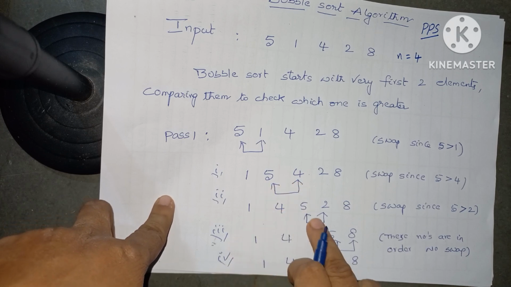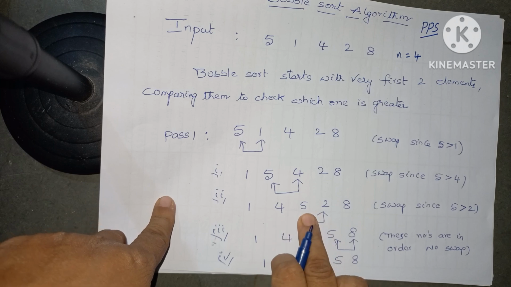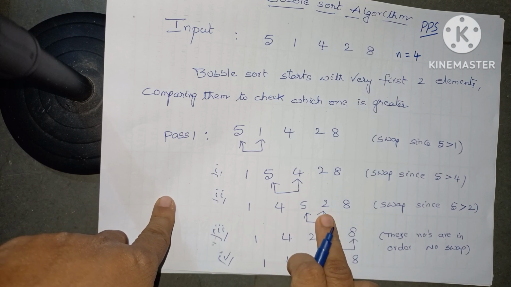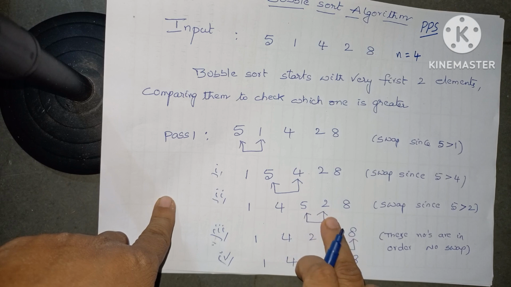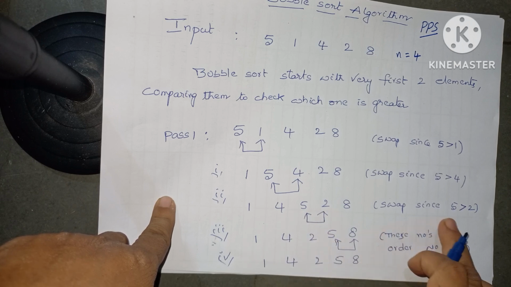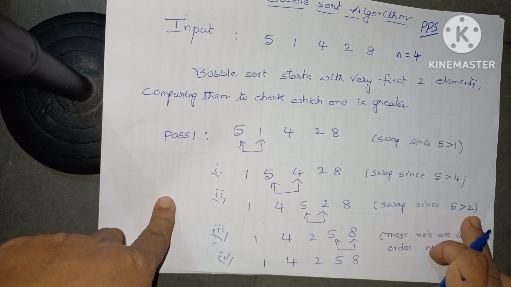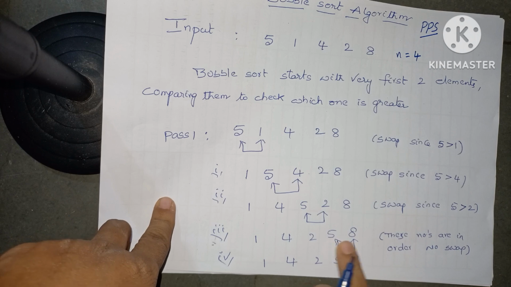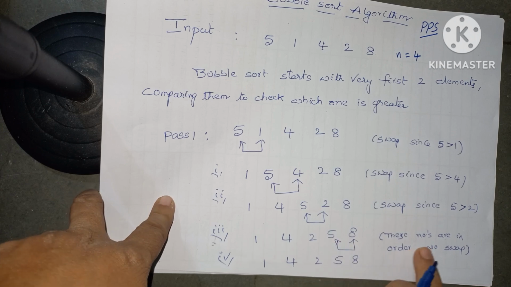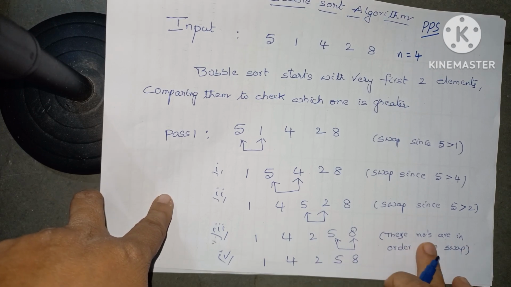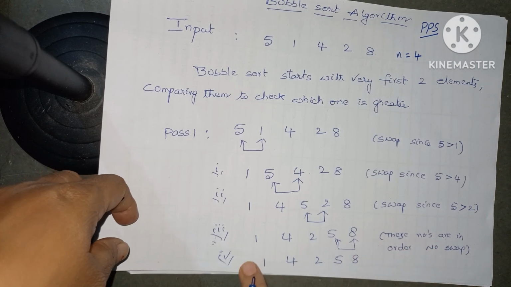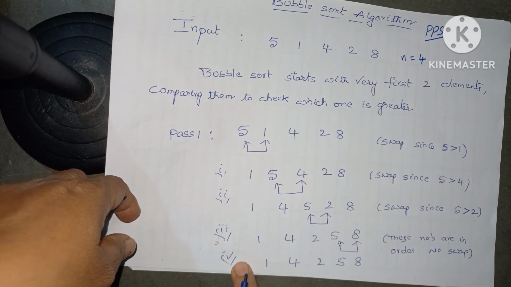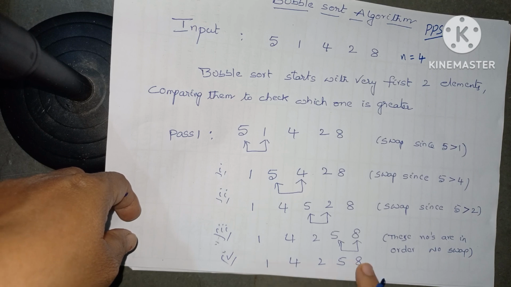Then the third step: just compare 5 and 2. Again 5 is more than 2, so swap these 2, since 5 is greater than 2. Then again compare 5 and 8. Here the first element is smaller than the second element, so there is no swapping because these numbers are already in order. So, after going through 4 steps: 1, 4, 2, 5, 8.